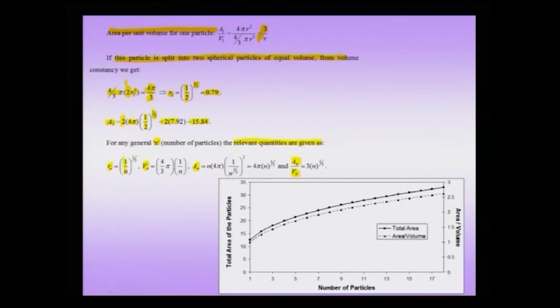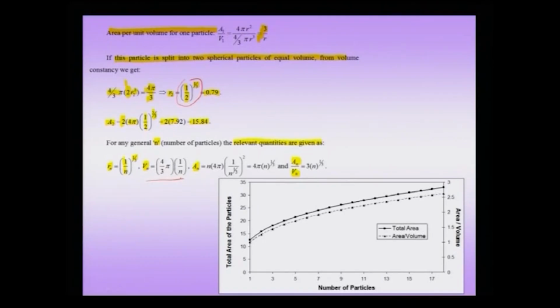Rn is 1 by n power 1 by 3. So, at the second stage it will become 1 by 2 power 1 by 3 as we had seen here in the case of the first stage of division. So, this is the case for the 2. So, suppose I am talking about the fifth stage of division, it will become 1 by 5 power 1 by 3. The volume at the nth stage would be 4 by 3 pi r cube, r being 1 by n power 1 by 3. So, cubed, it is 1 by n. Therefore, the volume at the nth stage is 4 by 3 pi into 1 by n.